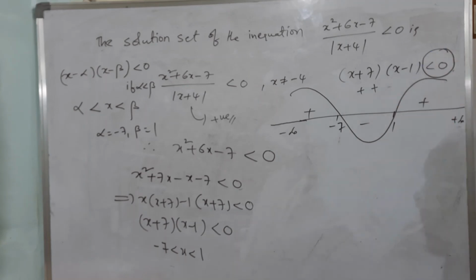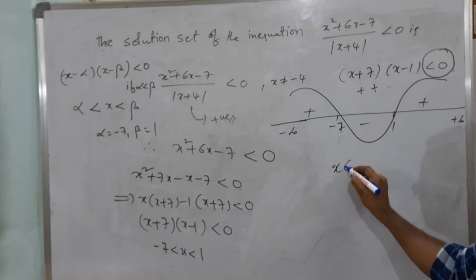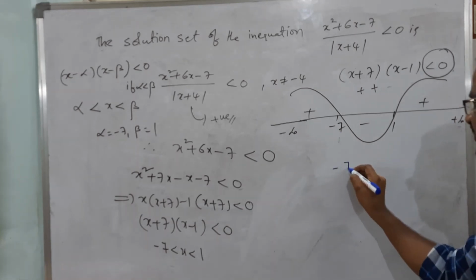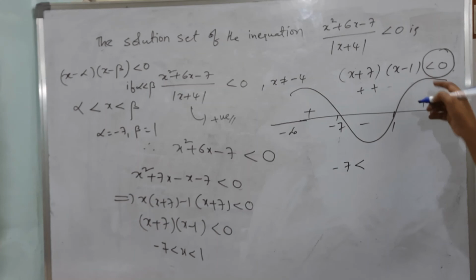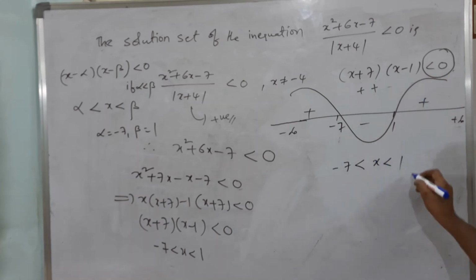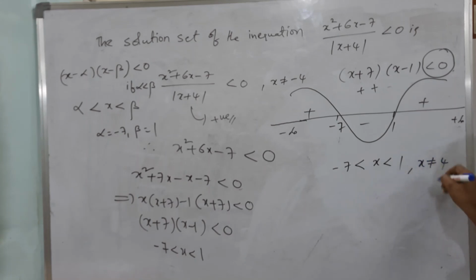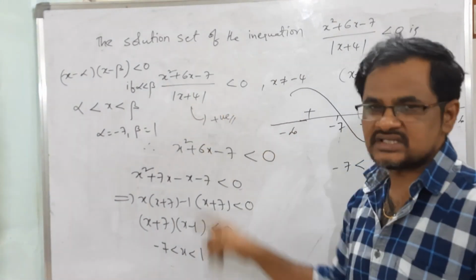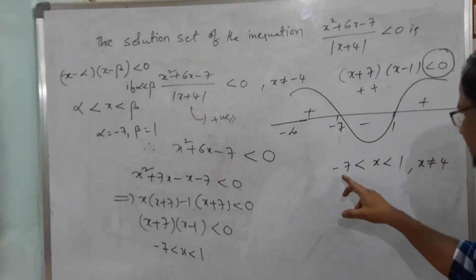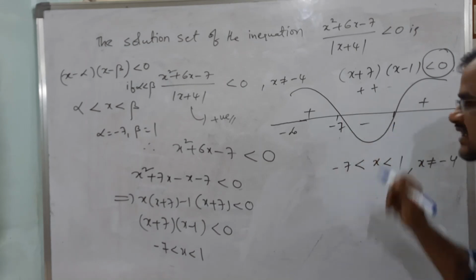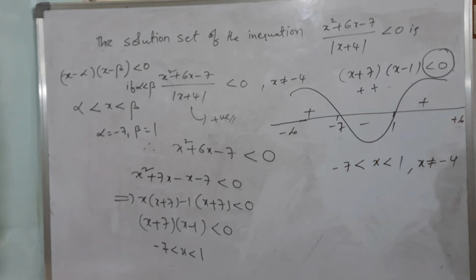We want the expression negative. So that's why x belongs to minus 7 less than x less than 1, strict inequality, because here strict inequality is there. And also along with this, x not equal to minus 4. This one carefully we have to take, because in the denominator x plus 4 is there. Between minus 7 and 1, minus 4 is there, and that one we have to avoid, right?